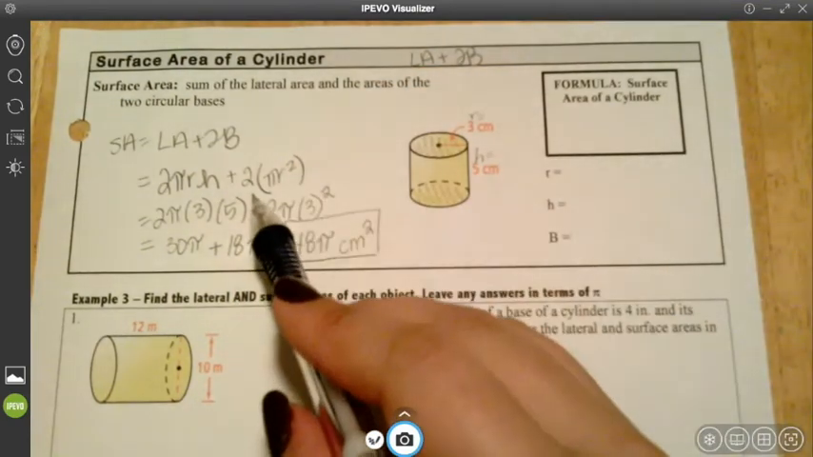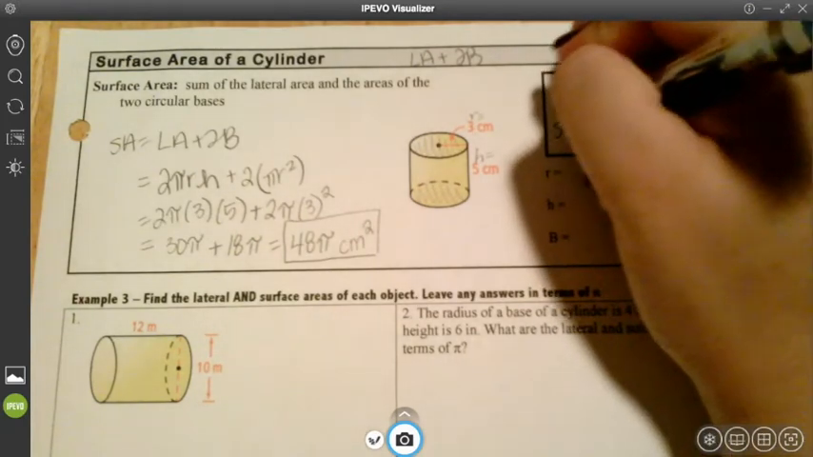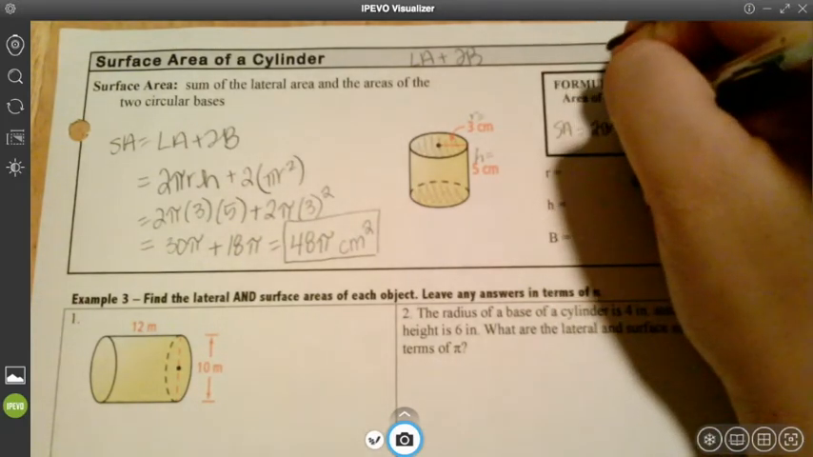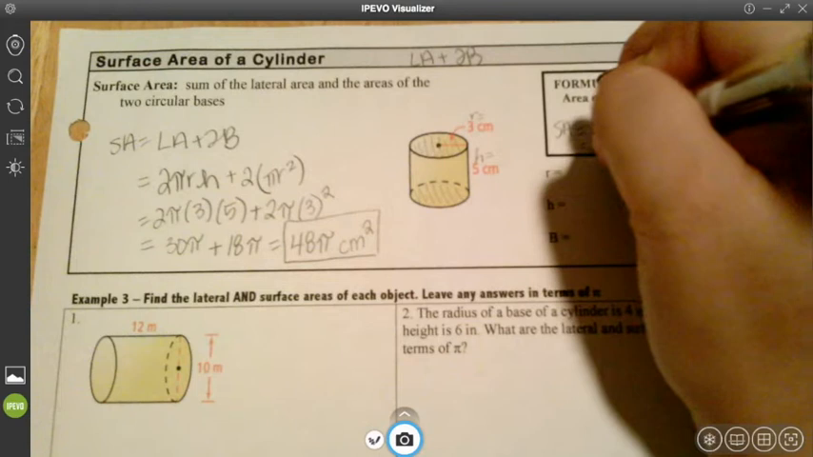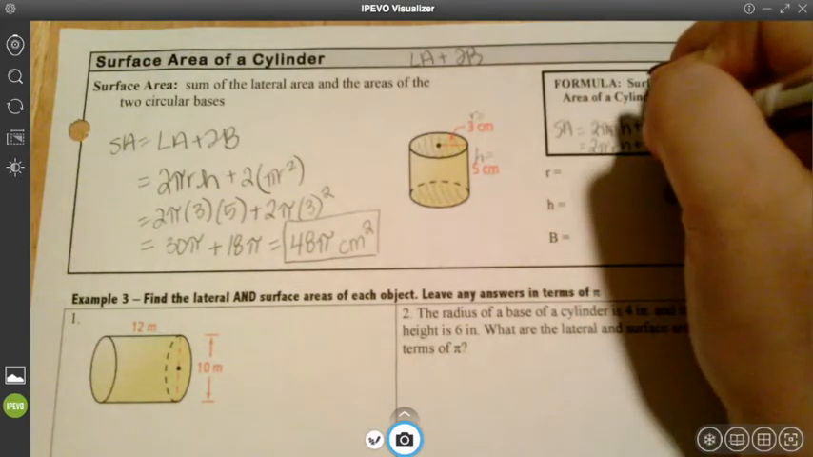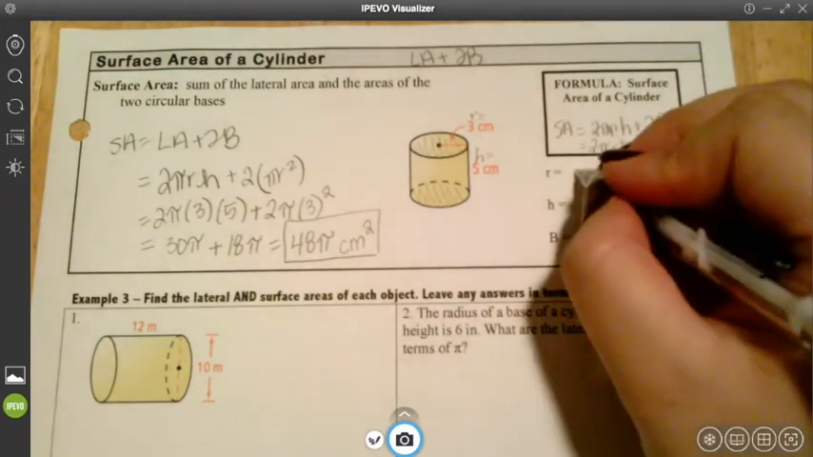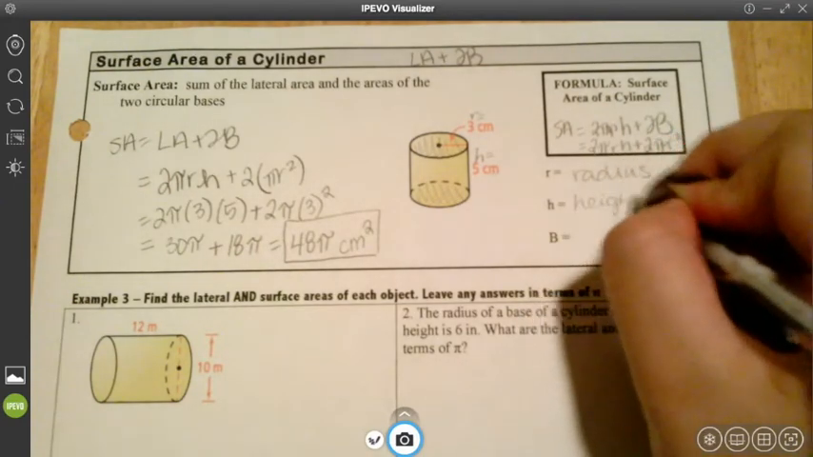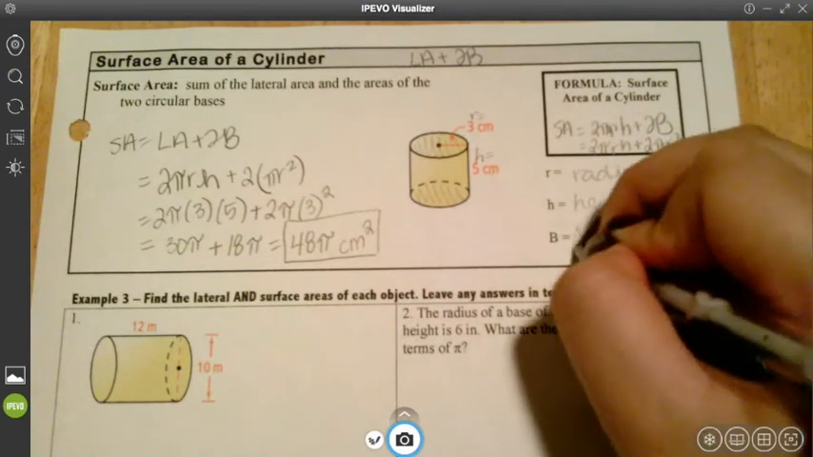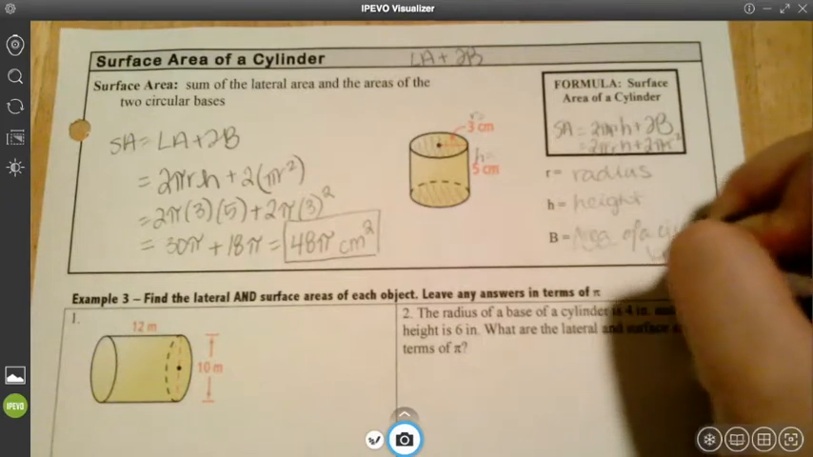Okay, so as simple as substituting in those values and formulas that we know from last chapter and the values given. So surface area of a cylinder, 2 pi r h plus 2 base, or we can even simplify it: 2 pi r h plus 2 pi r squared, where r is the radius, h is the height, and b is the area of a circular base.